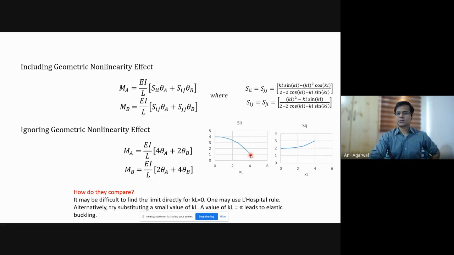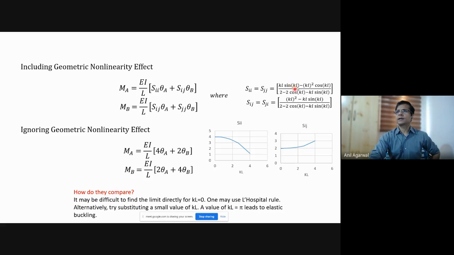You can see that as I reduce the value of KL, starting from a value of 4, dividing by a factor of 1.5 in every single step, the SII value converges towards 4. Likewise, the SIJ value starts from something like 3 when the KL value is 4 and then converges towards 2. Follow me? So as KL tends to 0, the SII value tends to 4 and the SIJ value tends to 2.